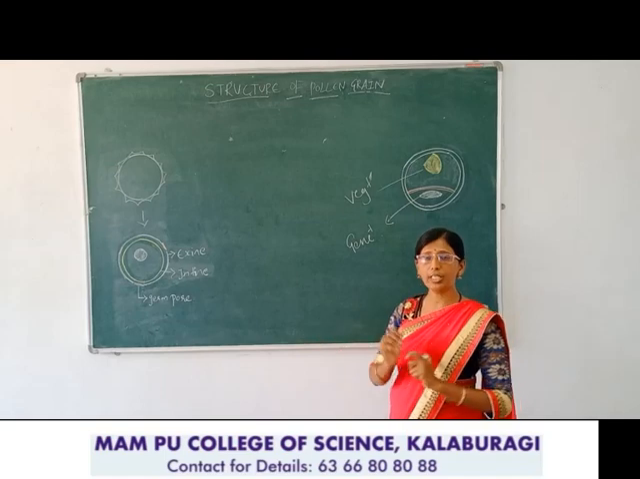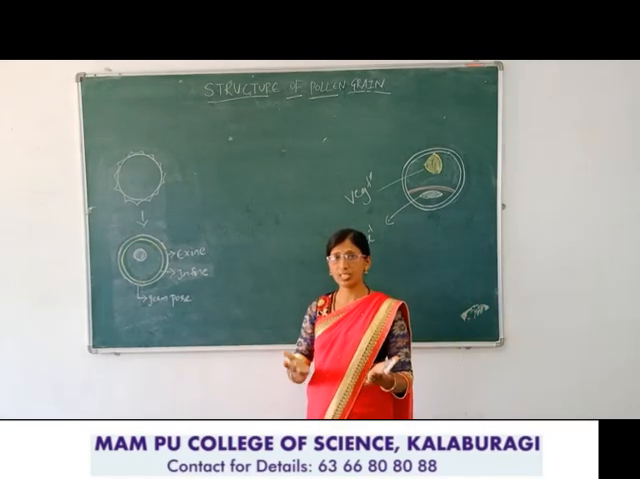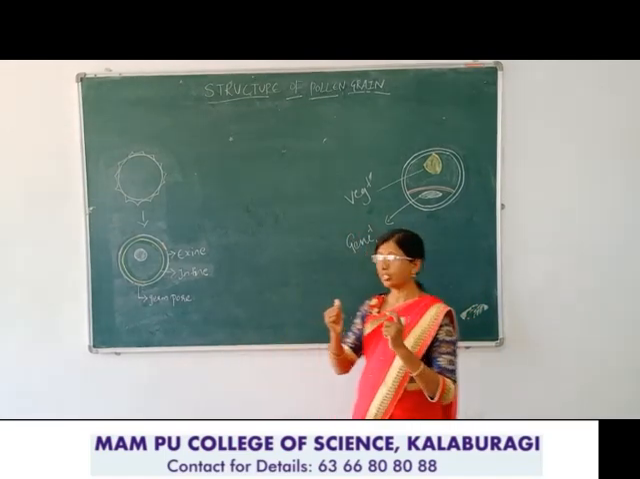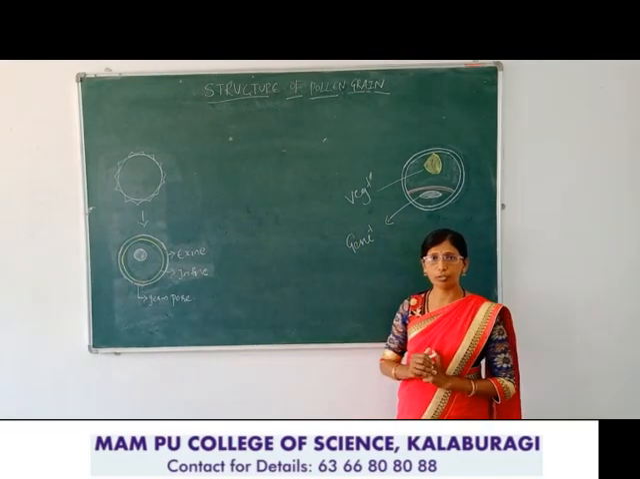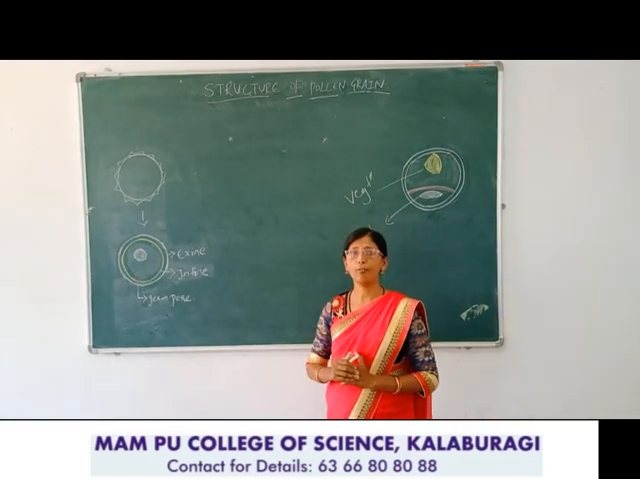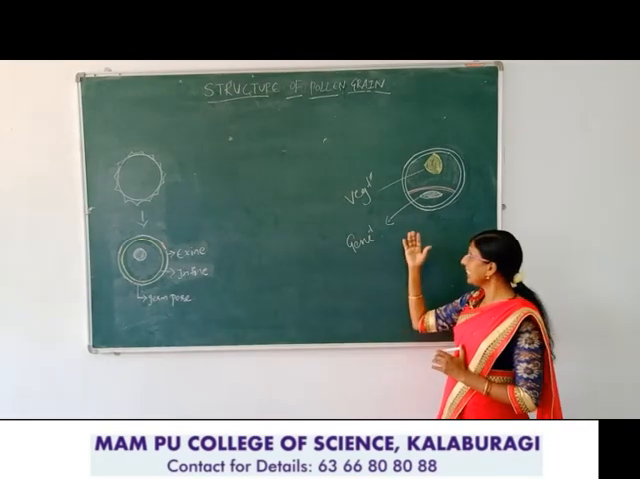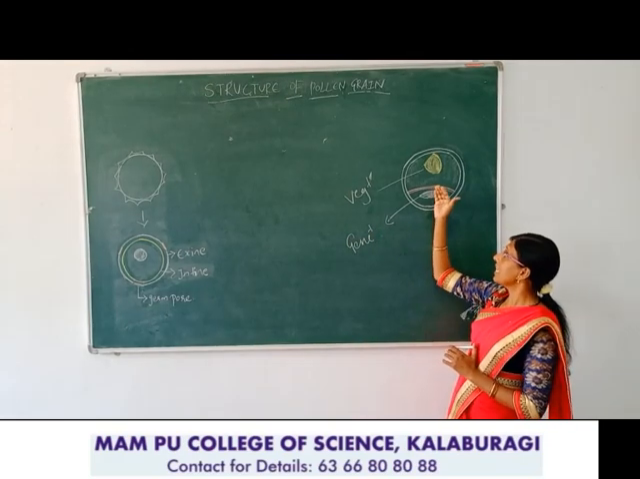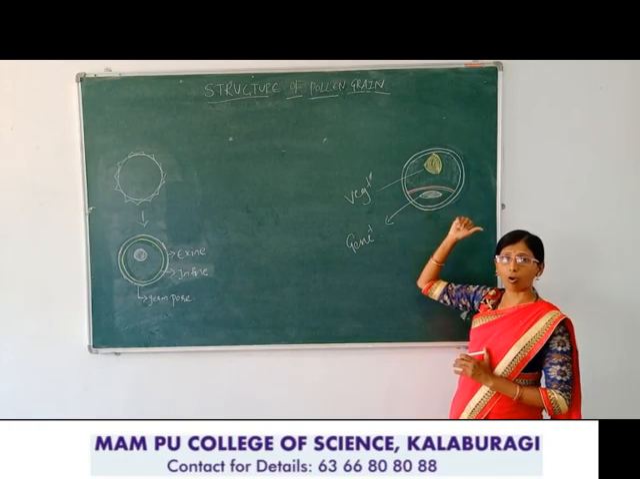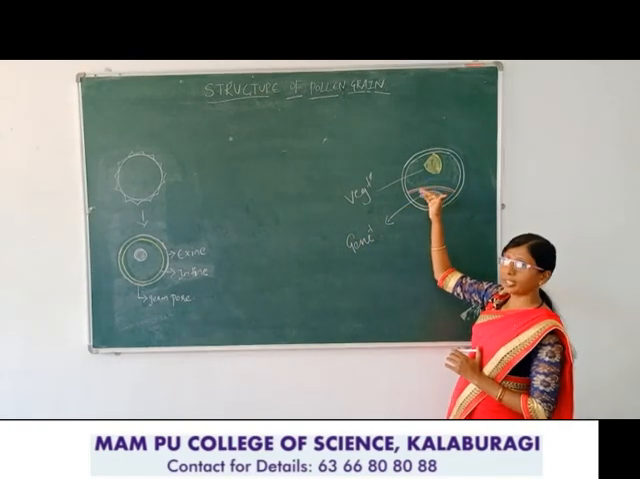So what about the 40%? Out of 100%, in 60% at the time of pollination, the vegetative and generative cells are present. What about the remaining 40%? In the remaining 40%, the generative cell separates from the pollen wall.